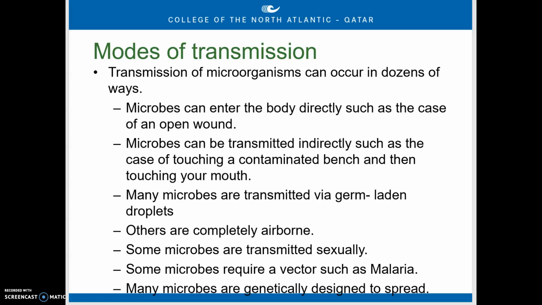Some microbes require a vector. Now, a vector is a name that we give to a living thing that carries a disease, and probably the most dangerous and important vector in the world is the mosquito. And the mosquito is a vector that carries the protist that causes malaria, and that's just one example. But you can also have a vector being a tick. Many insects represent vectors. Same thing with rodents, mice, and rats can do the same thing.